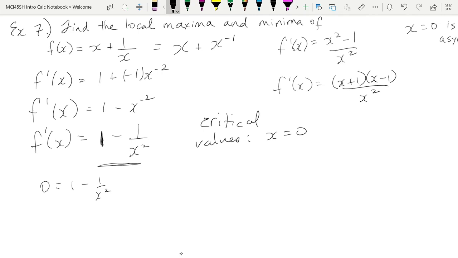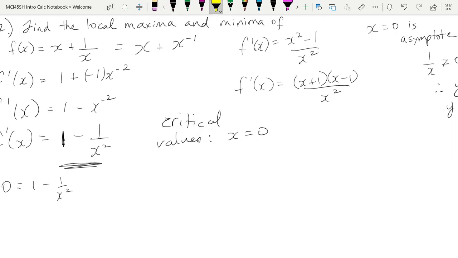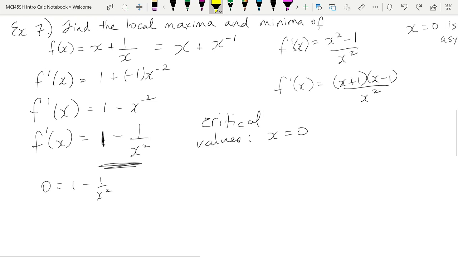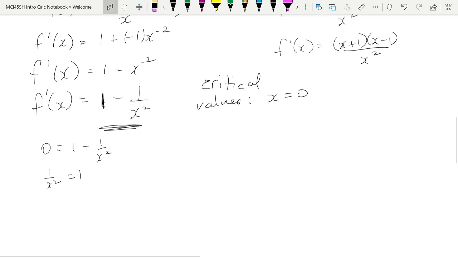And when I set that, notice I'm working with the one that's easier to work with. This is going to be the easier one to work with over here when I'm going to my table for my intervals. But just to figure out my critical values, might as well use the one that's less algebra. So I'm going to move this to the other side. I'm going to divide or times both sides of the equation by x squared, and x is equal to plus or minus 1. So my critical values are x equals 0, x equals 1, and x equals negative 1.